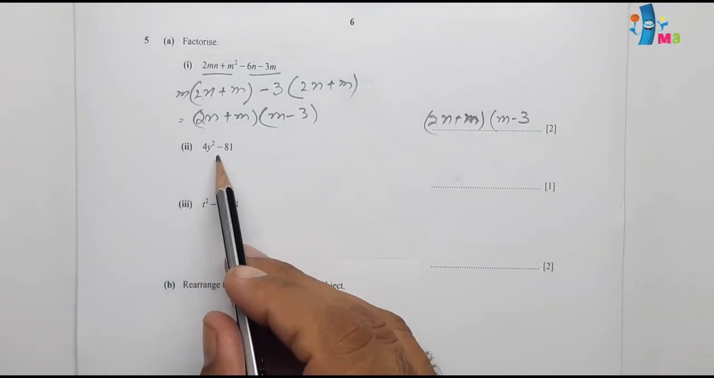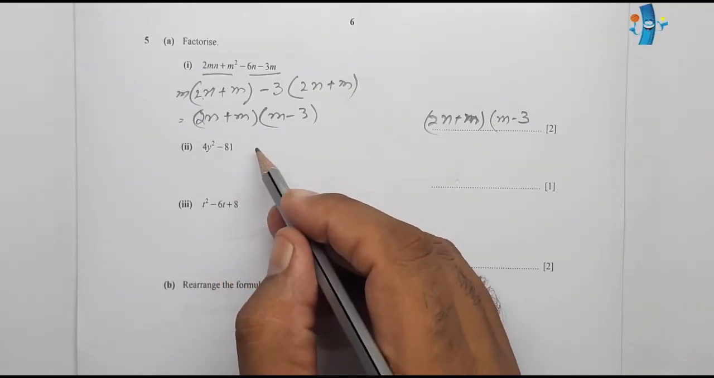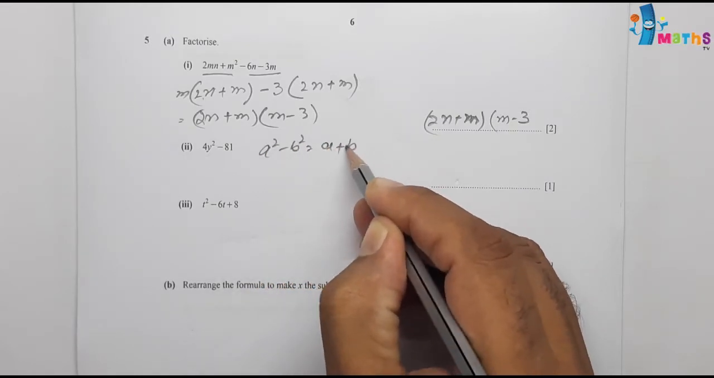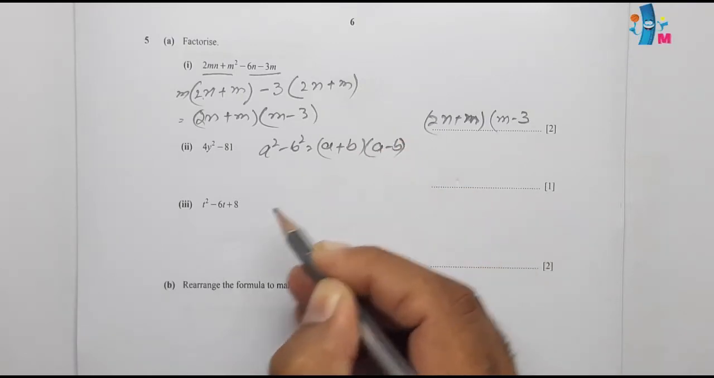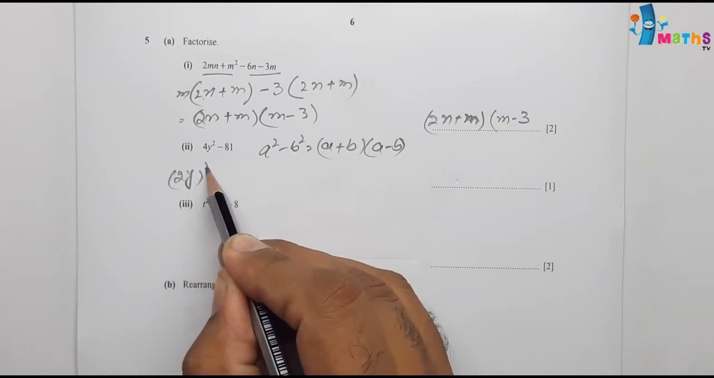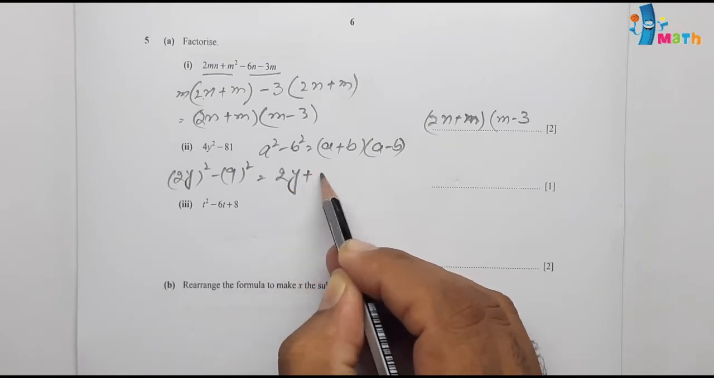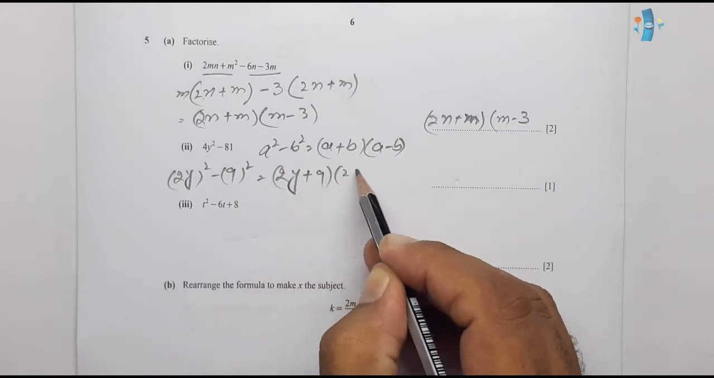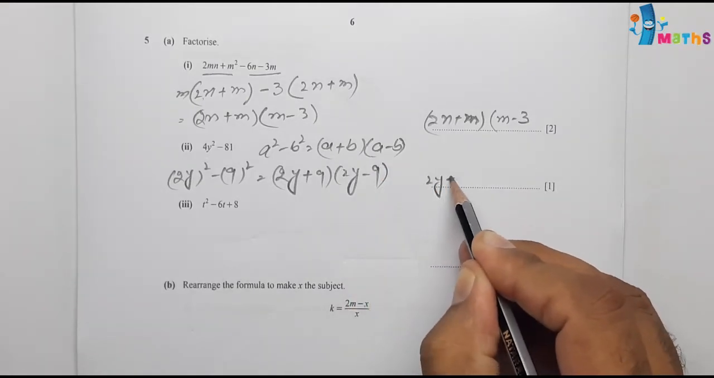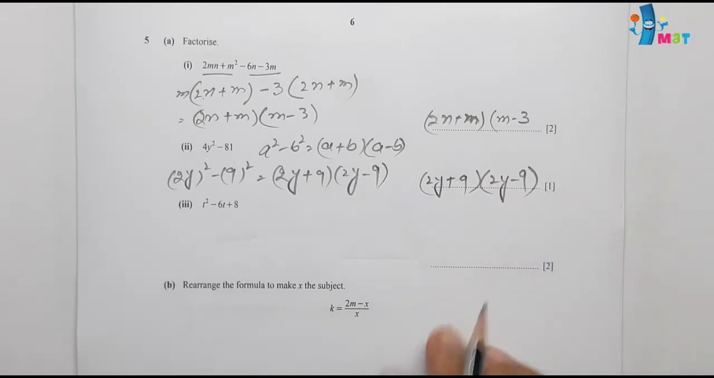Second part, 4y square minus 81. So we can use the formula a square minus b square is equal to a plus b and a minus b. This formula we can utilize. So we can write 2y whole square minus 9 square. This will be equal to 2y plus 9 and 2y minus 9.